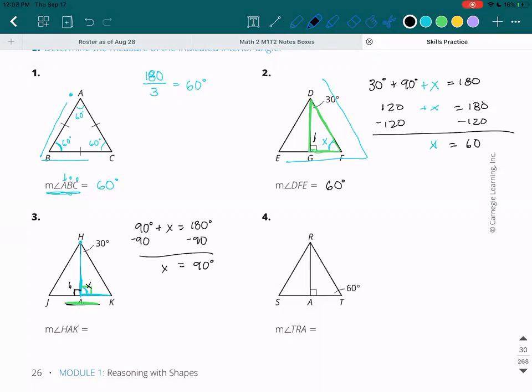So I saw that my internet connection was unstable. So what I just said was that this angle and our X angle are a linear pair because they form this straight line. And when they form a straight line, it means they add up to 180 degrees. So I set it up over here. I made them add to 180, solve for it, X is 90. Any questions?